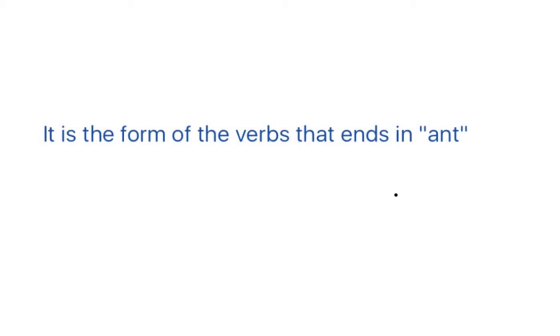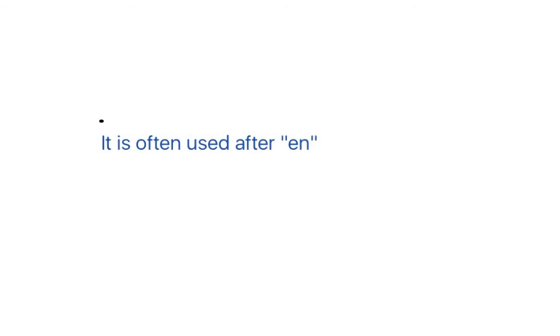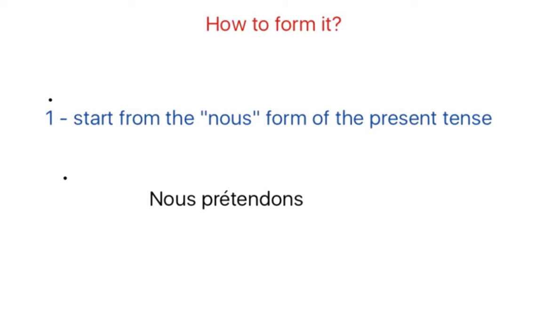Today we'll have a look at the present participle. You have come across it before, as it is the form of the verbs that end in -ant, and you pronounce the -ant on. It is often used after on. So how do you form it?